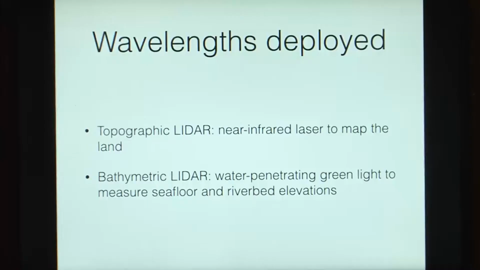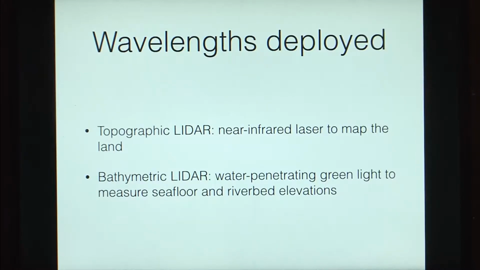So, we deploy two kinds of wavelengths in lidar. In the case of topographic lidar that we use for ground surfaces, we use a near infrared laser to map the land. In the case of bathymetric lidar, that is used to get the surfaces of seabeds or maybe rivers or maybe lakes, we use water penetrating green light. Green light does not interact with water, whereas red light would interact with water. So, if we are using a green laser, it would go right through the water, it would interact with the bottom surface, and then it would come back to give us the sea floor and the riverbed elevations.